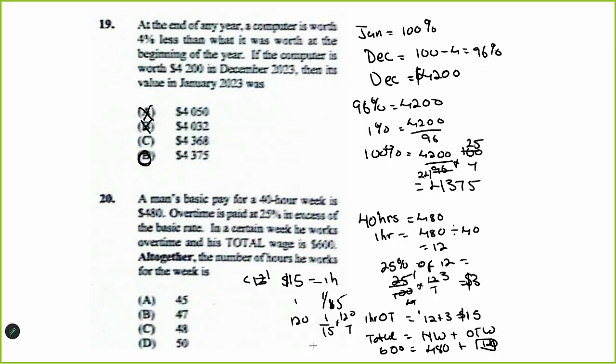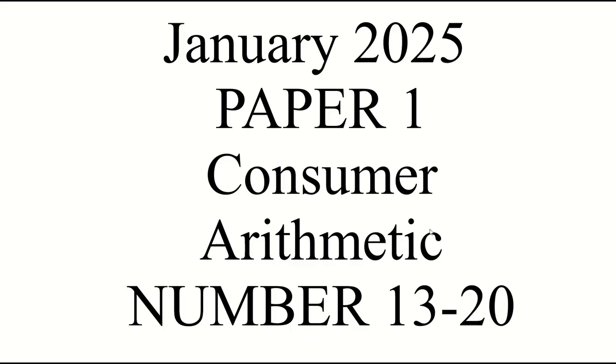It'll be 8. Right, so overtime hours is 8 and he's working for 40, so the answer would be 48, his total hours worked. Right, and that's how you would do this question. We're going to do January 2025, paper 1, consumer arithmetic, numbers 13 to 20.